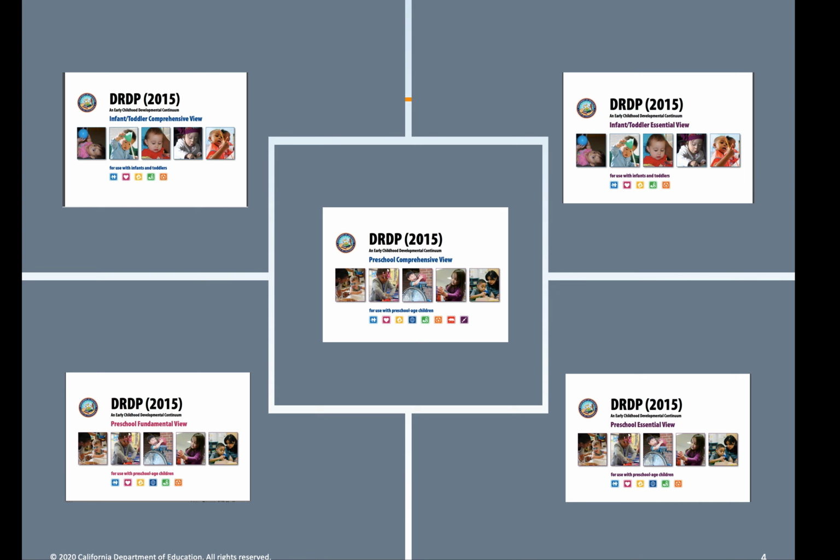In conclusion, the 5 views of the DRDP assessment are available for all programs. Each program has the ability to choose which view of the assessment best meets their needs. All 5 views of the assessment can be found on the desiredresults.us website.